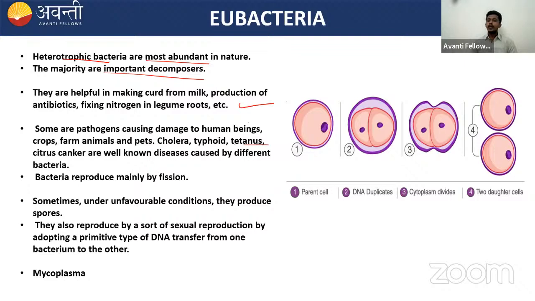Okay, and even today we can see some of the brownish spots that we can find on lemon, orange, or sweet lime. This is because of the citrus canker. That is the bacteria that is creating the disease.